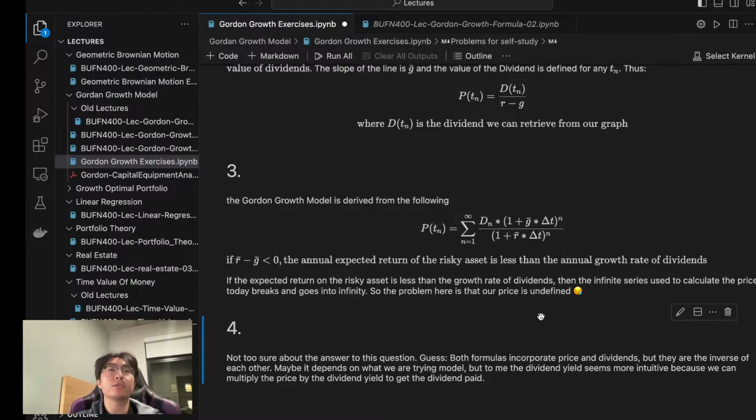So this one is about the Gordon growth model. And it's asking us, when modeling, is it better to work with the cap rate, the dividend yield, or its reciprocal, the price to dividend ratio, when working with different stocks, for different values of K?